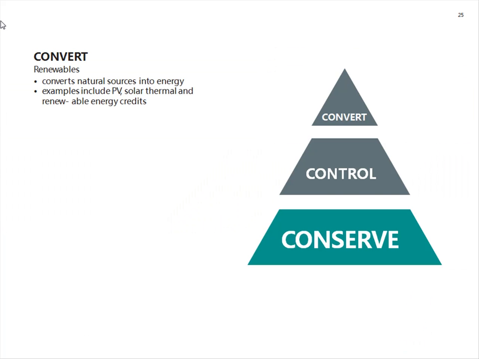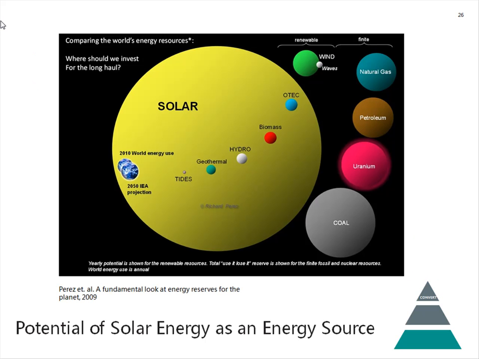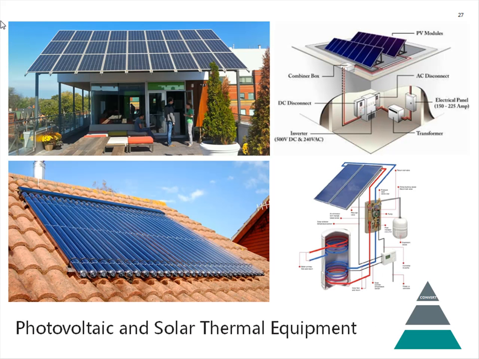The last tier, convert, basically relies on renewables. This can be PV or solar thermal. It can also be energy credits. In a certain sense, this is the most exciting category because we have a lot of solar energy. If you simply compare the anticipated reserves of all finite fuel sources and even the potential of all renewable sources to the amount of solar energy that is available, solar energy is by far the largest category. I'm not going to go into this in any detail because we'll hear a lot more about it this afternoon, but basically there are two technologies: solar thermal, making hot water, or PV, photovoltaic, making direct current.